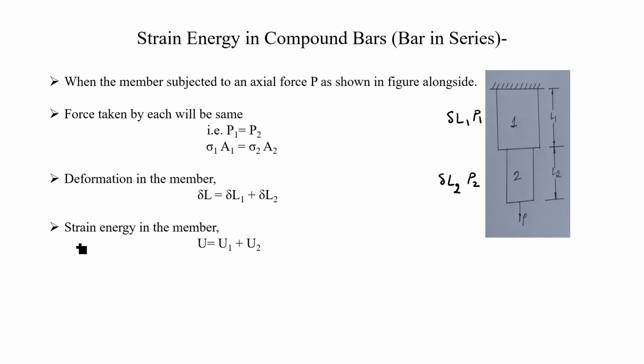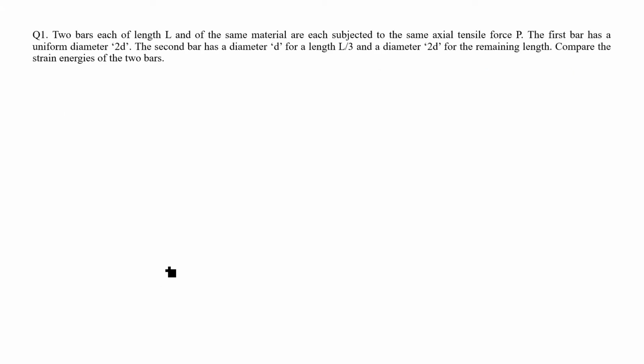When I talk about the strain part, I should also talk about the energy which will be stored in the member because of the change in dimensions. That is nothing but my strain energy in the member. If I say the total strain energy is U, it will be the summation of U1 and U2. U1 is the strain energy of the first member and U2 will be the strain energy of the second member. So these are some of the formulas which we need to use while solving numericals. Let's take up the first numerical.